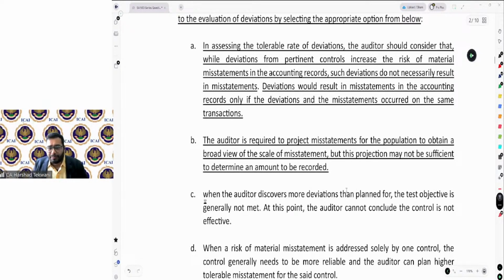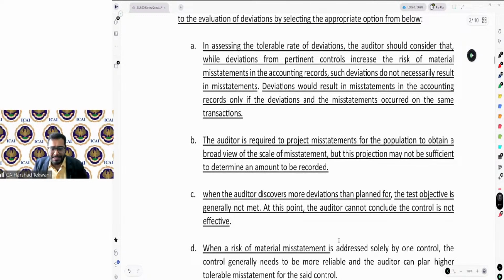The auditor is required to project misstatement for the population to obtain a broad view of the scale of misstatement, but this projection may not be sufficient to determine an amount to be recorded. When the auditor discovers more deficiencies than planned, the test objective is generally not met. At this point, the auditor cannot conclude the control is not effective. When a risk of material misstatement is addressed solely by one control, the control generally needs to be more reliable and the auditor can plan higher tolerable misstatement for the same control.